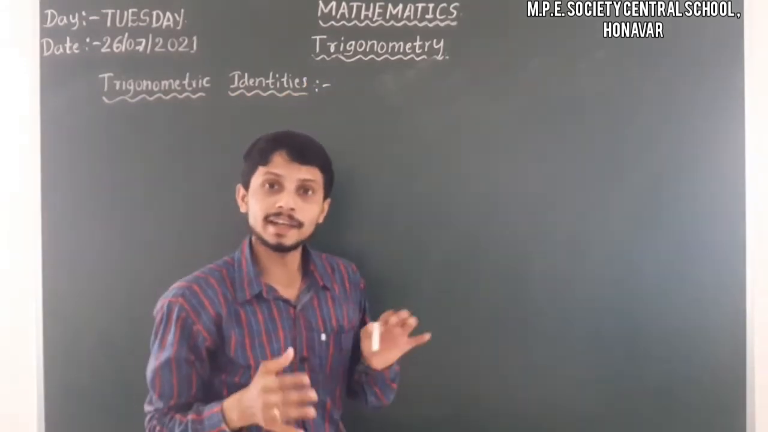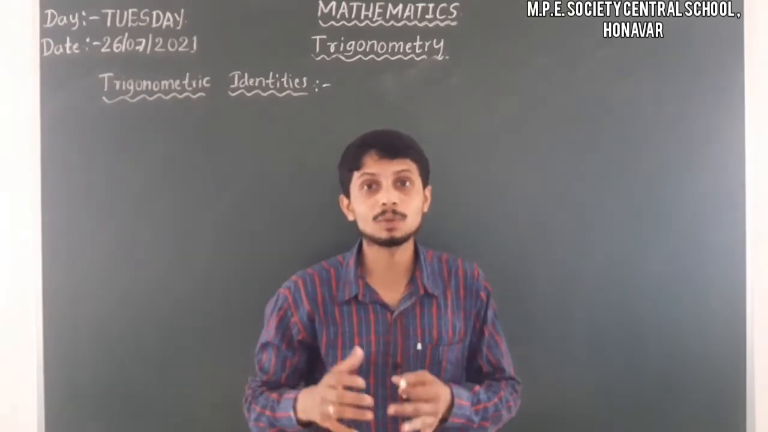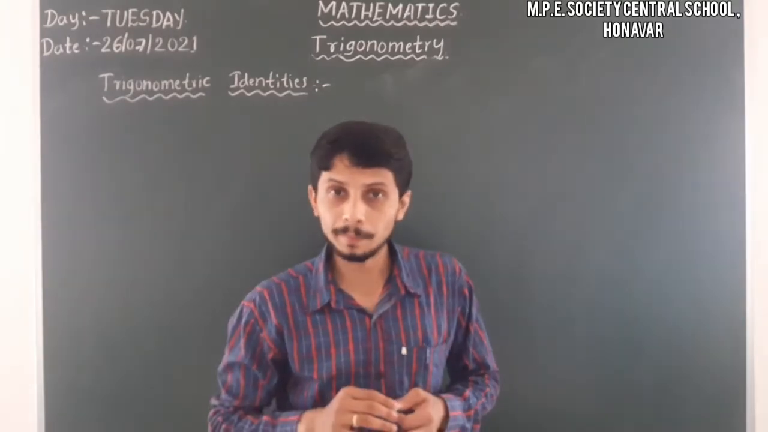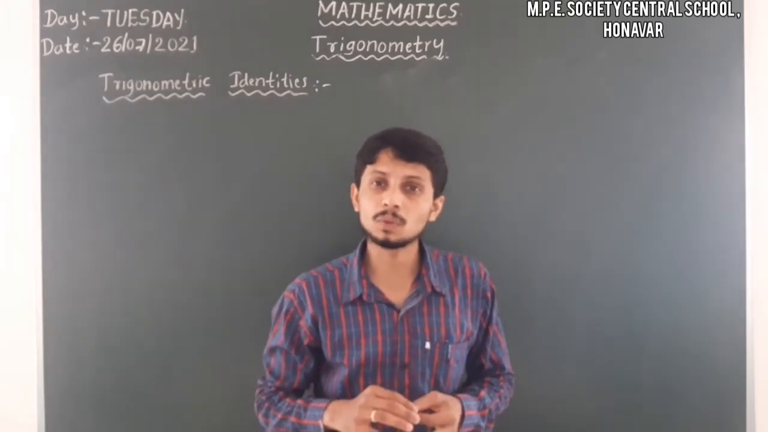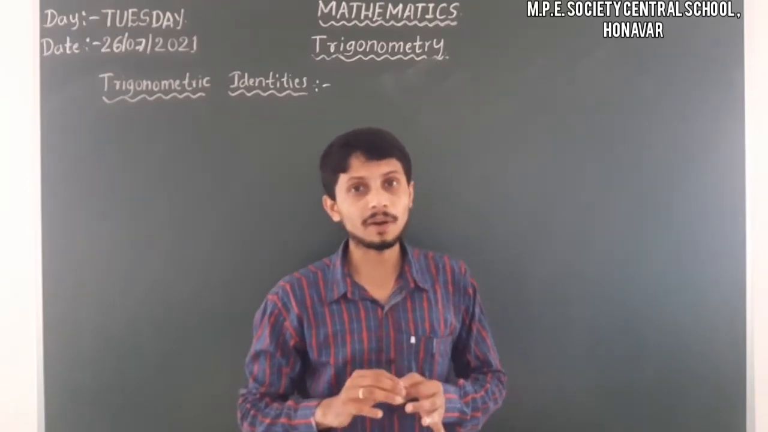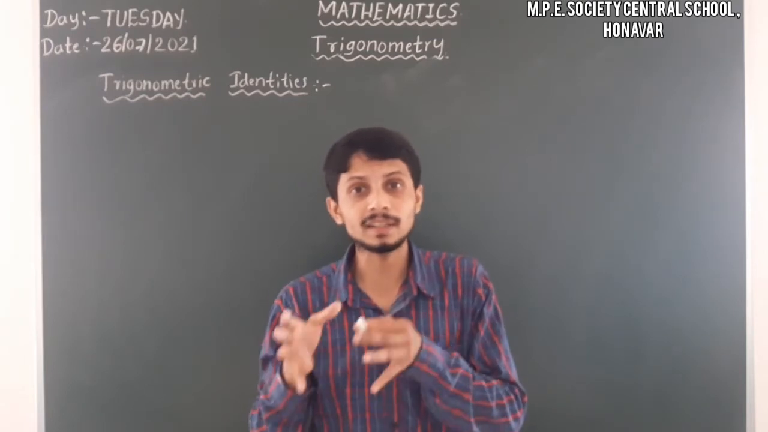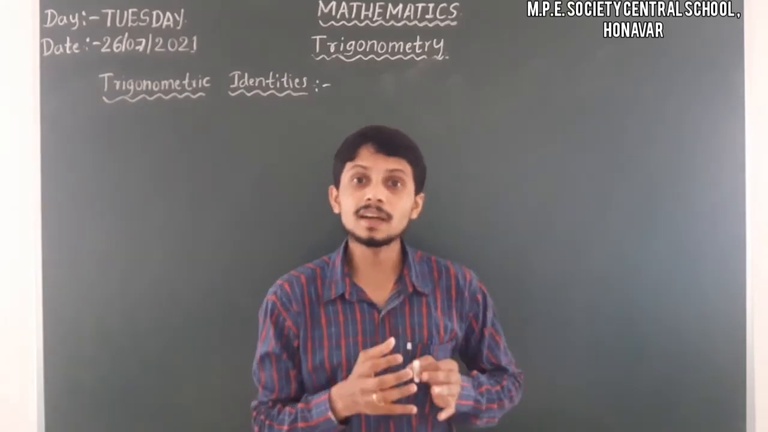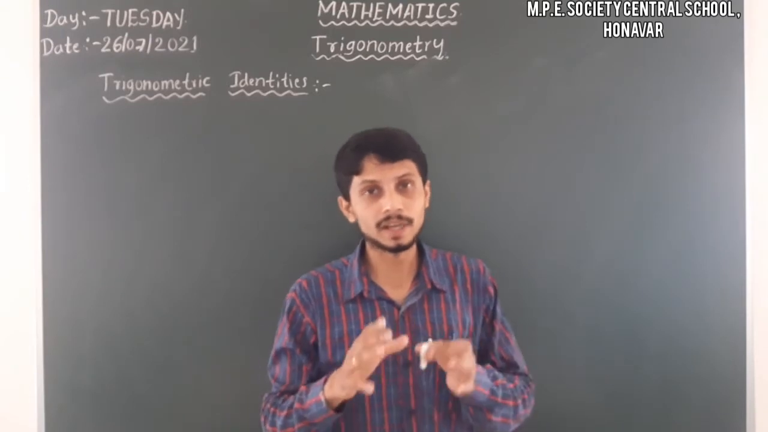Identities you already learned in the algebra part, algebraic identities: a plus b whole square, a minus b whole square, a plus b into a minus b, then a plus b whole cube, a minus b whole cube, a cube plus b cube, a cube minus b cube, a plus b plus c whole square. So many identities are there. In trigonometry also we have identities. We use an identity by substituting it in problems to get the answer easily.